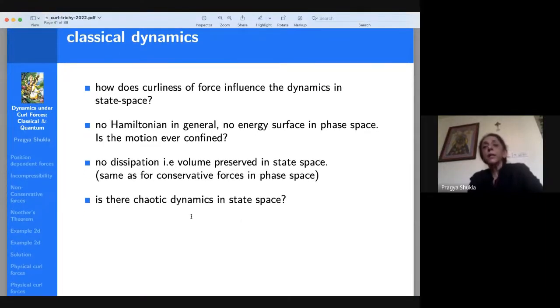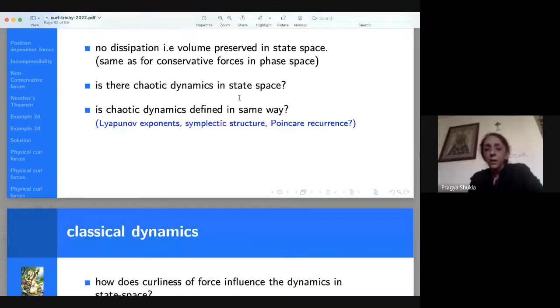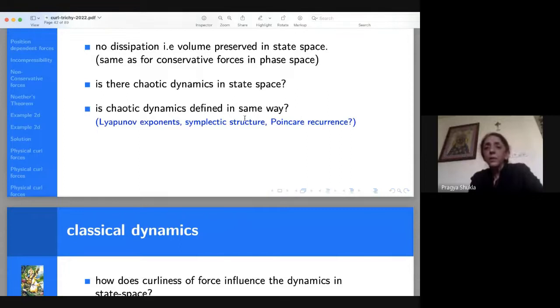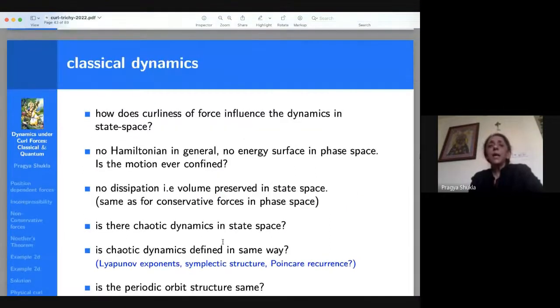Is there chaotic dynamics in state space? Is chaotic dynamics defined in the same way? Lyapunov exponent, symplectic structure, Poincare recurrence, the usual things we know about the phase space picture and Hamiltonian formulation. What is the meaning of all those things in this context? Is the periodic orbit structure the same? So basically, I'm just asking.